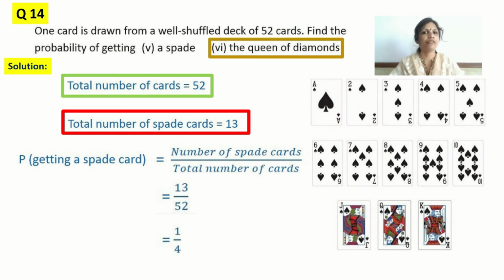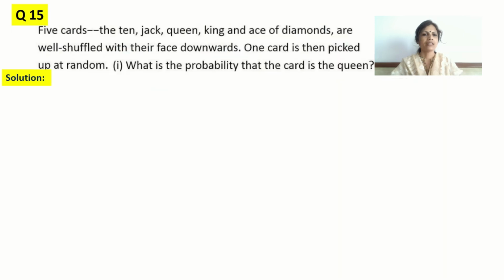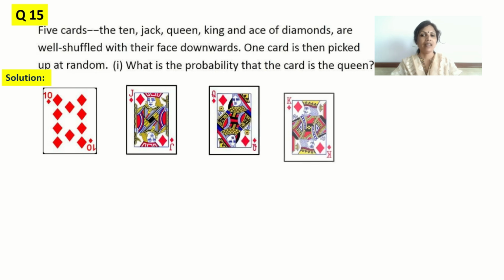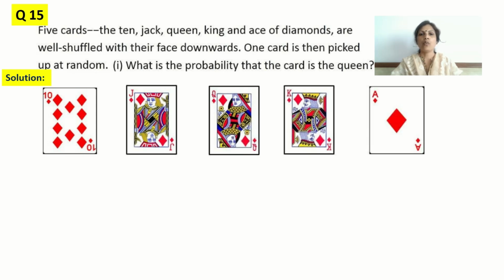This is question number 15. 5 cards, the 10, Jack, Queen, King and Ace of Diamonds are well shuffled with their face downwards. One card is then picked up at random. What is the probability that the card is Queen? Look at this. According to the data, we have been given 5 cards. So we'll write total number of cards as 5. What is the probability that the card is Queen?